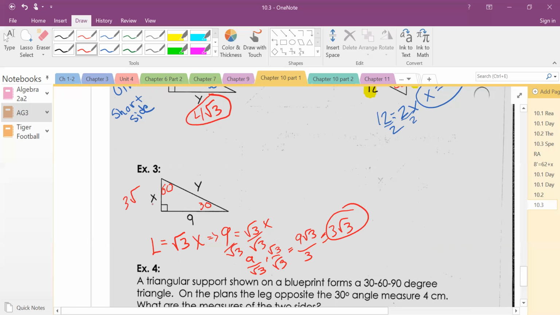What do we do? Long leg is root 3 times the shorter. So x is going to be 3 root 3. Okay, almost done. So remember, we have the shorter side, so now we can find the hypotenuse. The hypotenuse is 2 times the shorter leg. Well, we just found the shorter leg. So y is going to equal 2 times 3 root 3. Multiply the 2 and the 3 together, we get 6 root 3. Done.